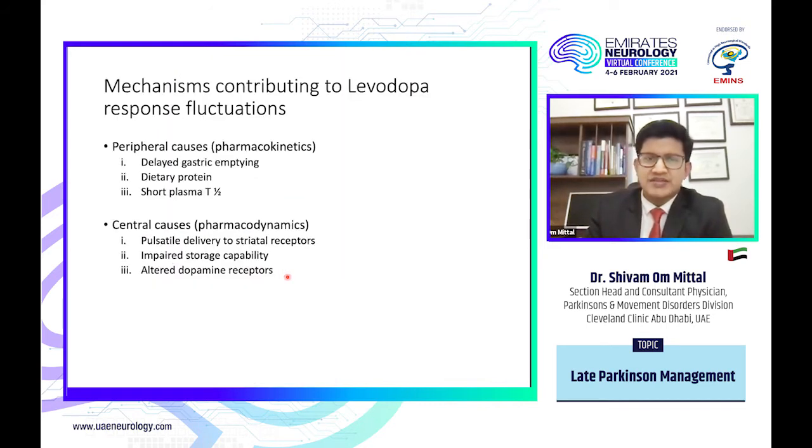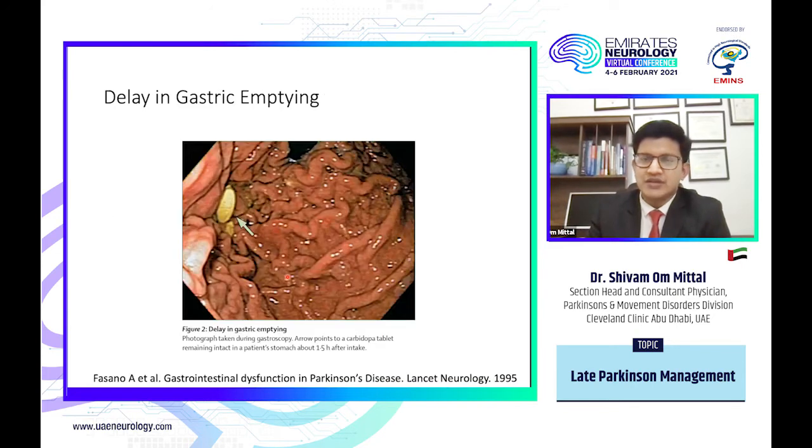And the most common reason for these fluctuations, we know that they are like this. There's a peripheral cause and central cause. I will not go into the details, but the most important discussion here will be the gastric absorption. That's a key for what we can do clinically in how to manage these patients better. We know there's a delayed gastric emptying and there's a lack of absorption, and how we can optimize the levodopa absorption as it reaches the brain to provide a sustained supply to have a continuous dopaminergic therapy.